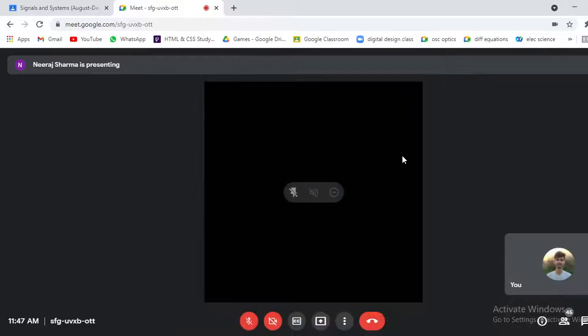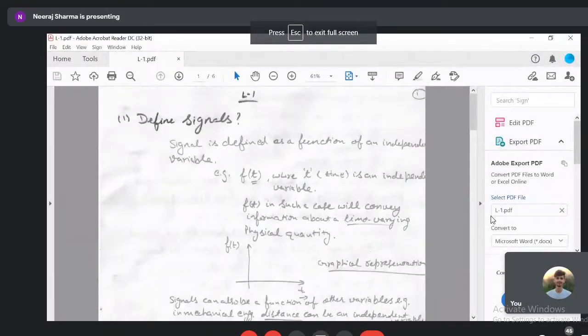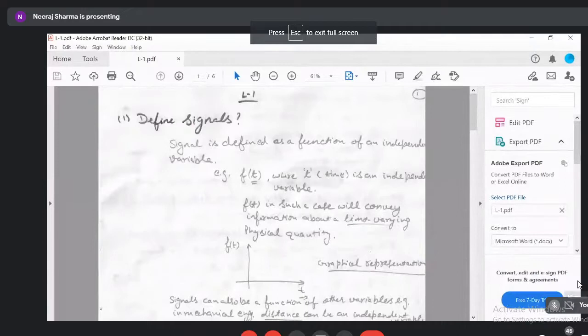Project titled Signals and Systems with its first chapter of Part A, that is Introduction to Signals and Systems. As you are able to see on this screen, the first article under this chapter is the definition of signals. So how will you define a signal?